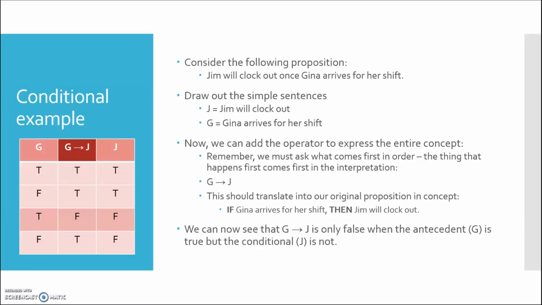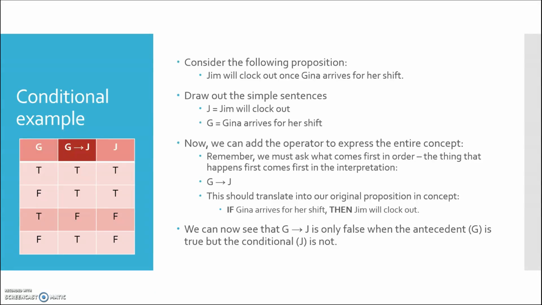Remember, we must ask what comes first in order. The thing that happens first must come first in the interpretation. In this instance, what must happen first is Gina must arrive for her shift. So we get if G, then J. This translates into our original proposition and concept. If Gina arrives for her shift, then Jim will clock out.